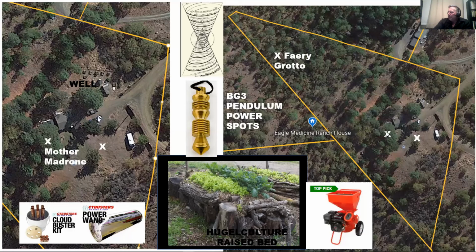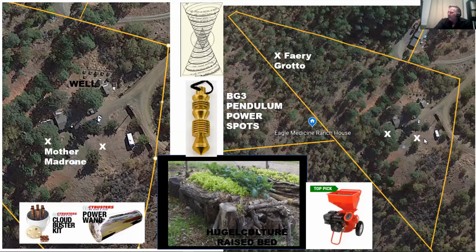I found the other one here, which I call Mother Madrone, which is on the tree, a big Madrone tree that sits here. And then back here, I found another one, which I'm probably going to make into what I call my Faery Grotto. So this is the outline of the property here. And these are some lines that are coming in from some other aspects that we're going to talk about later.